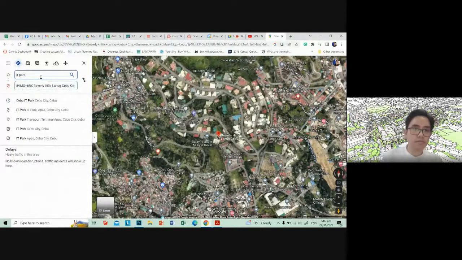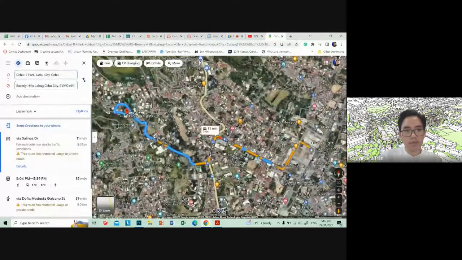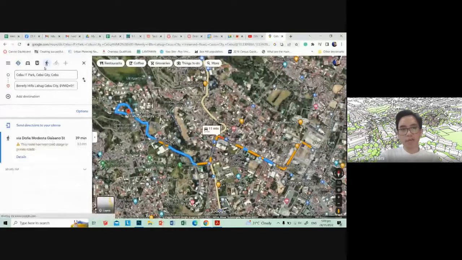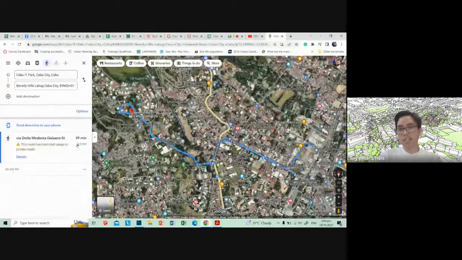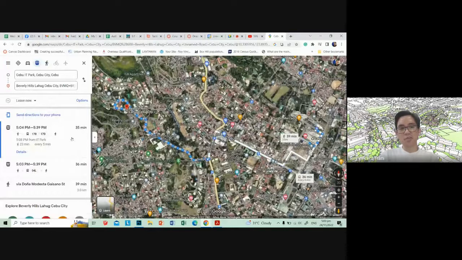IT Park. That's about 3 kilometers away. There we go, by car. By car, it's about an 11-minute drive. If you walk all the way, that's only 39 minutes. You can actually walk from the gate of Beverly Hills all the way to the site in IT Park. If you use transit, that's also 35 minutes. So transit isn't so good.